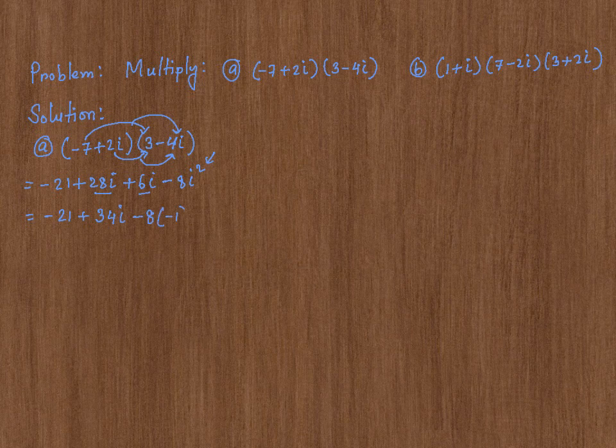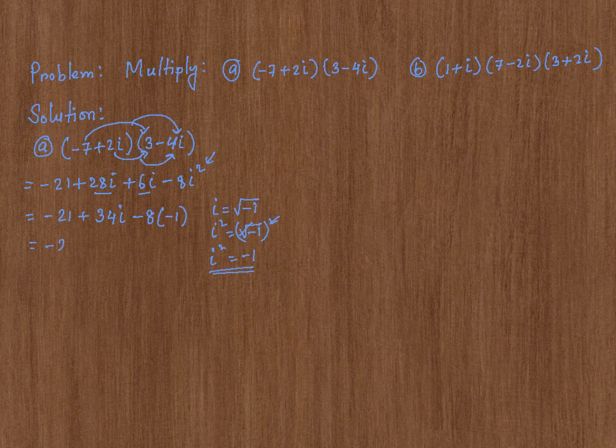i squared is negative 1. Why is i squared negative 1? Because i is equal to the square root of negative 1. That's what we define it to be. i squared means the square root of negative 1, whole squared. So i squared is equal to negative 1, the square root and the square cancel out. So keep this in mind. So negative 8 times negative 1 is going to be positive 8.